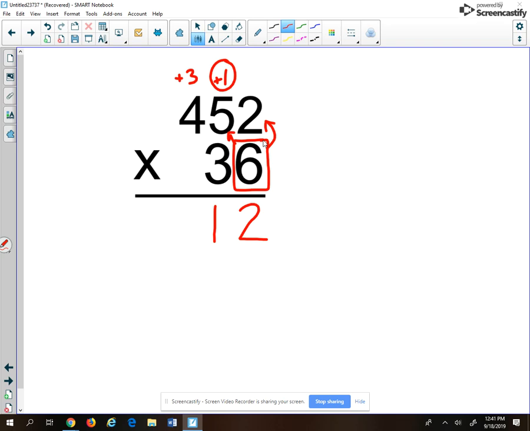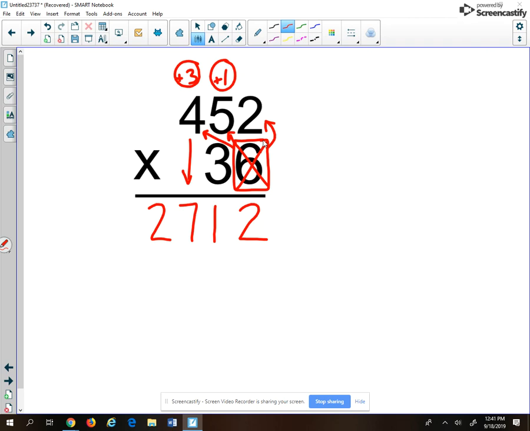And then finally, working right to left, I'm going to multiply 6 times 4, where I'm going to get 24. And then I'm going to add my 3 to give me 27. The 7 is going to come right down below the 4, and the 2 comes right here. So I'm done using this 6 now. So at this point, I like to cross that 6 off.